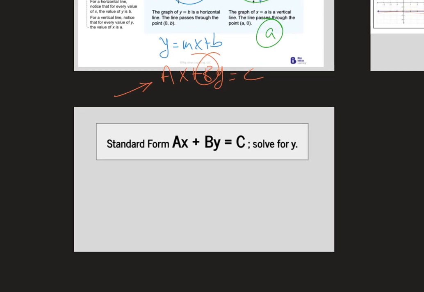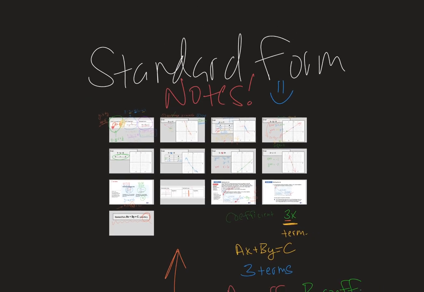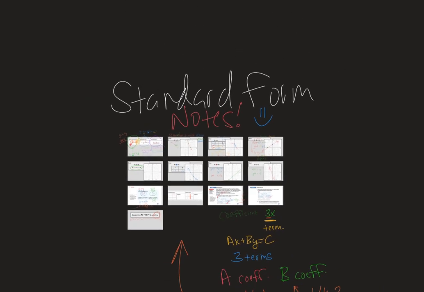And then just a reminder, yeah, the x and y intercepts are great, but also sometimes we just should do that because it's in slope-intercept form, and then we can graph it. And that's standard form. Let me know if you got any questions.